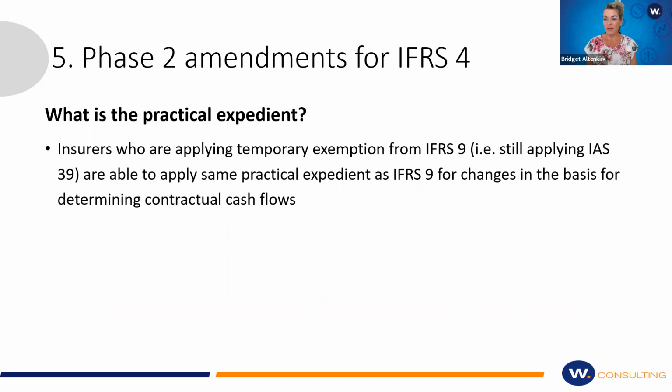The same in the case of IFRS 4. So IFRS 4 is the old insurance standard. It is being replaced by IFRS 17. IFRS 17 is only effective in 2023. So preparers were allowed to be exempt from applying IFRS 9 until such time as they apply IFRS 17. It then says for those insurance companies who are applying this exemption, they can continue to apply IAS 39, the old financial instrument standard. The same practical expedient I just explained for financial instruments is then also available to those insurers.